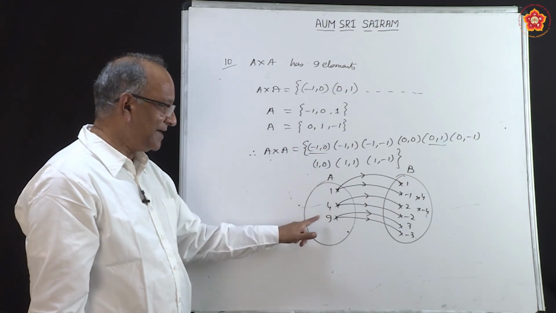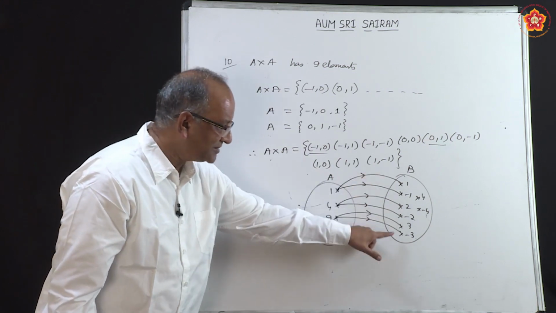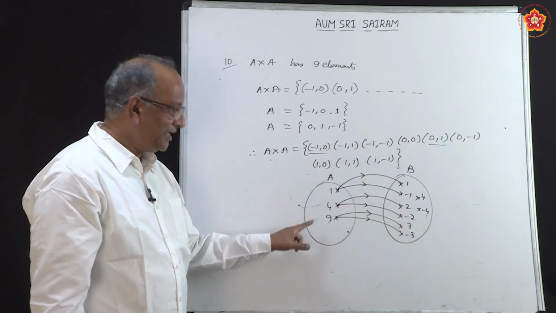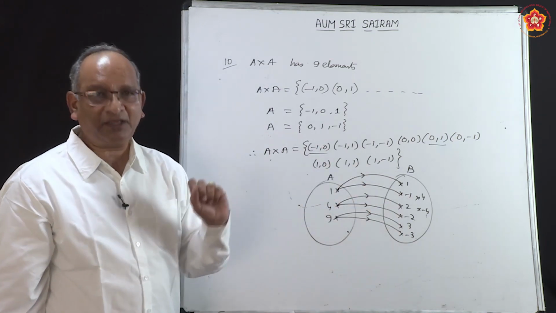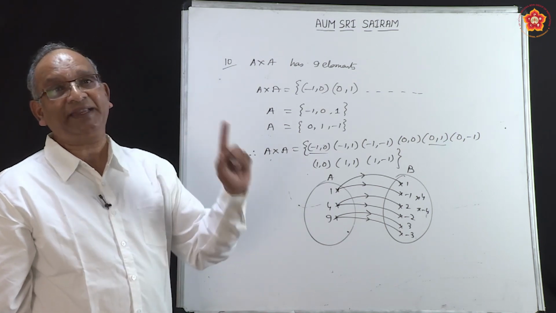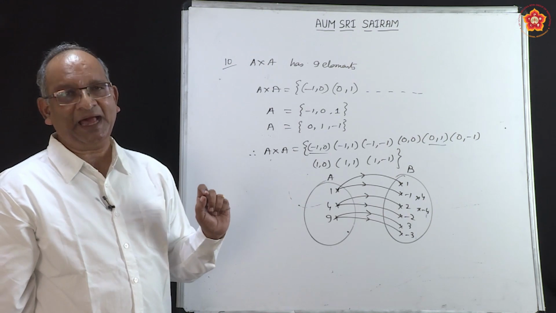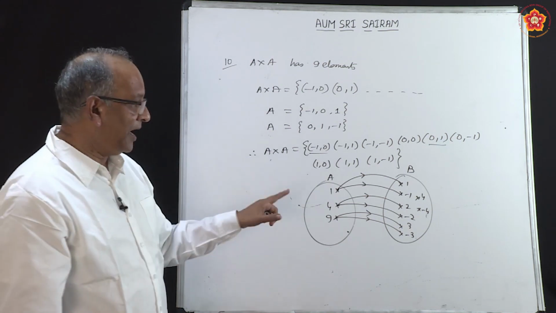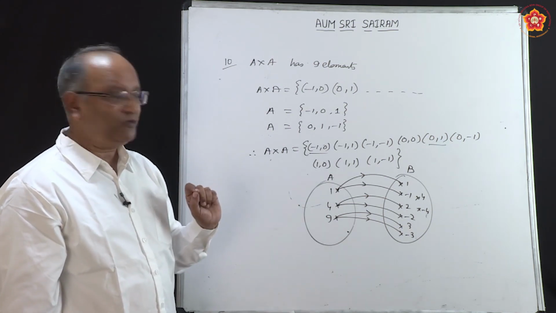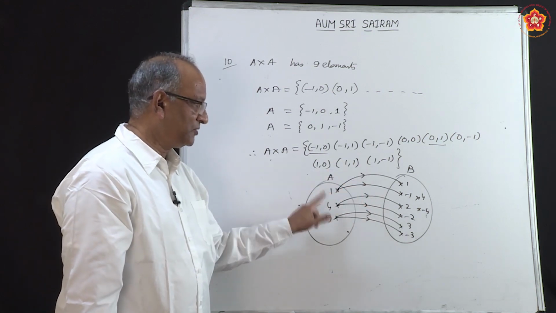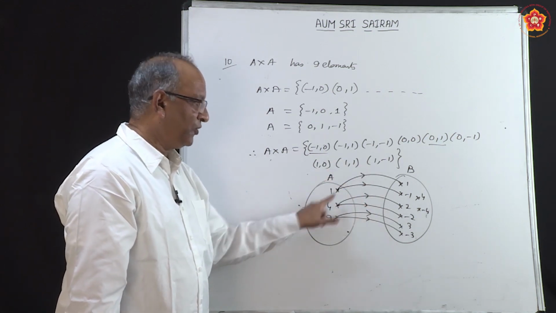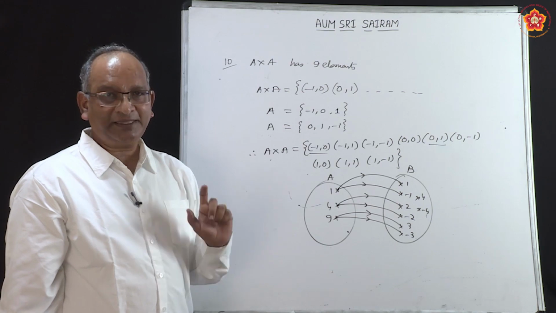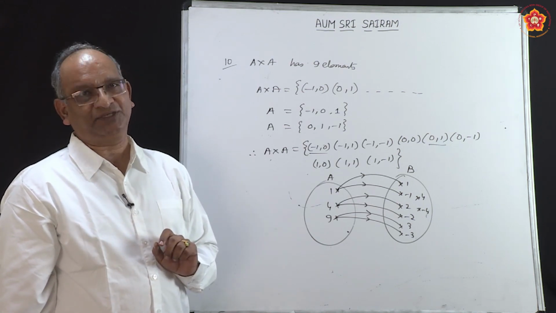Actually, set A has 3 elements and set B has 8 elements, 2 plus 2 plus 2 plus 2, that is 8. So, if you find the Cartesian product of 3 elements with 8 elements, you are going to have a set of 24 ordered pairs, but not all of them are part of the relation. In the relation, what do we find? 1 1, 1 minus 1, 4 2, 4 minus 2, 9 3, 9 minus 3. So, 1 2 3 4 5 6, only this many are forming the relation.